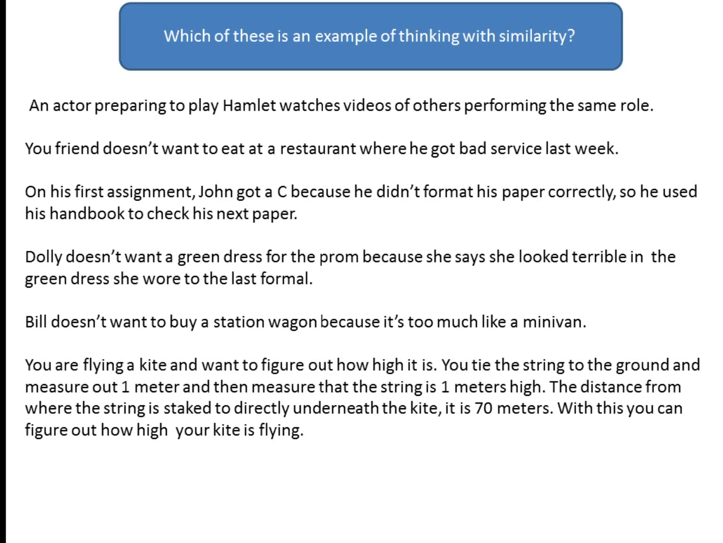You are flying a kite and want to figure out how high it is. You tie the string to the ground and measure out 1 meter, and then measure that the string is 1 meter high. The distance from where the string is staked to directly underneath the kite is 70 meters. With this you can figure out how high your kite is flying.